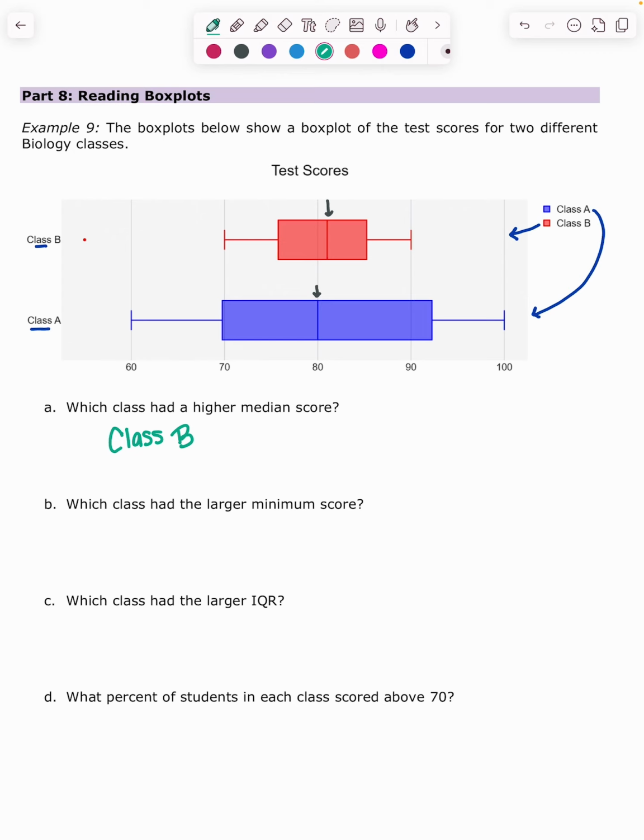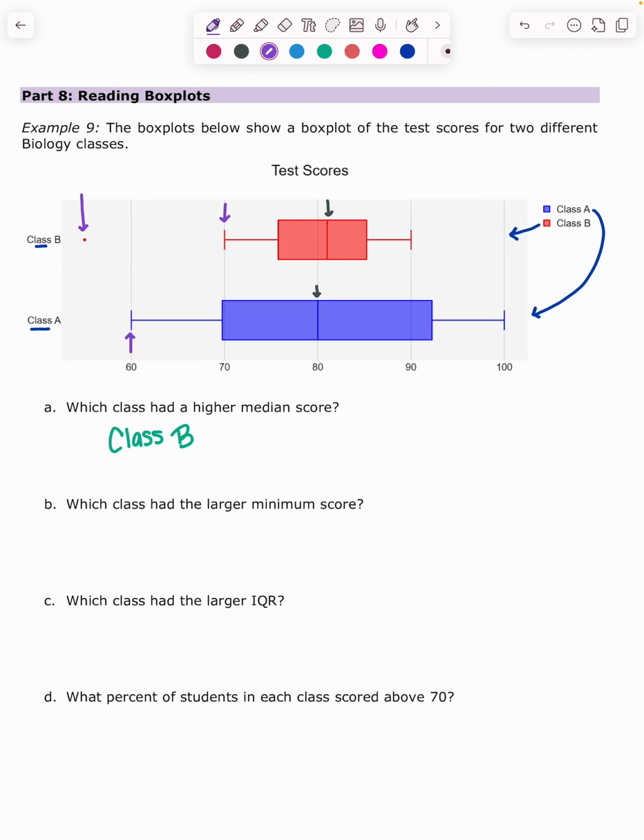Which class has the larger minimum score? Looking at our box plot, we can see here class A has a minimum of 60. And while it looks like class B has a minimum of 70, we actually need to be really careful not to overlook the little dot over on the far left, which indicates that the minimum score is actually below 60, roughly 55, and it was in fact an outlier.